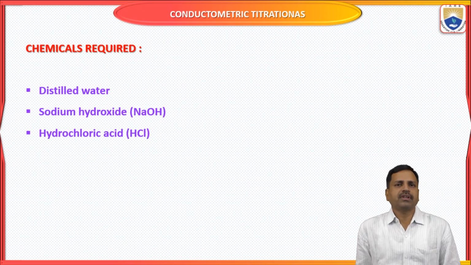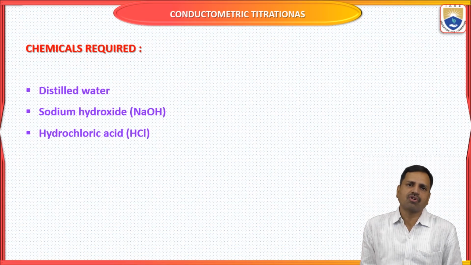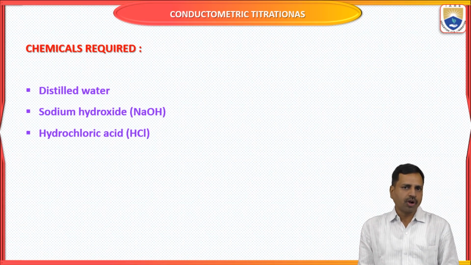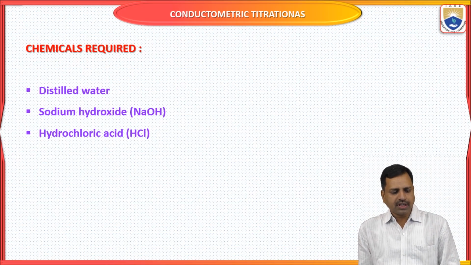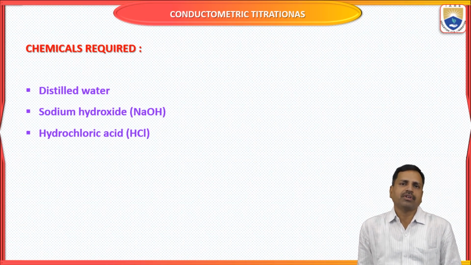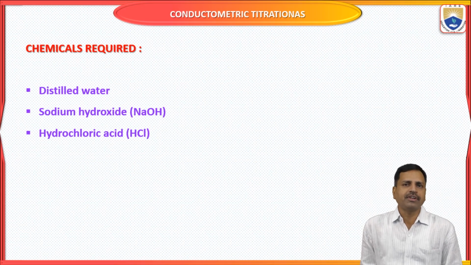If you see the conductivity of HCl, if the HCl is very strong, the conductivity is more because the number of H plus ions will be more. If you see sodium hydroxide, the conductivity is more, which means it is strong. So a strong acid will have more conductivity when compared to a weak acid.